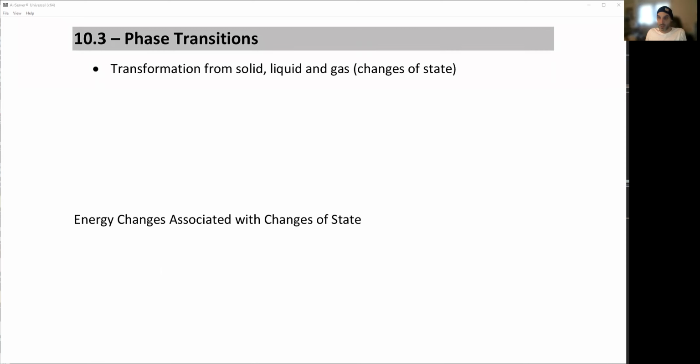Okay, let's take a look at phase transitions. All right, so transforming from a solid to a liquid, liquid to gas. Again, we did this in the beginning, but let's do it. So going from solid to liquid to gas. Do you remember all of these transitions?